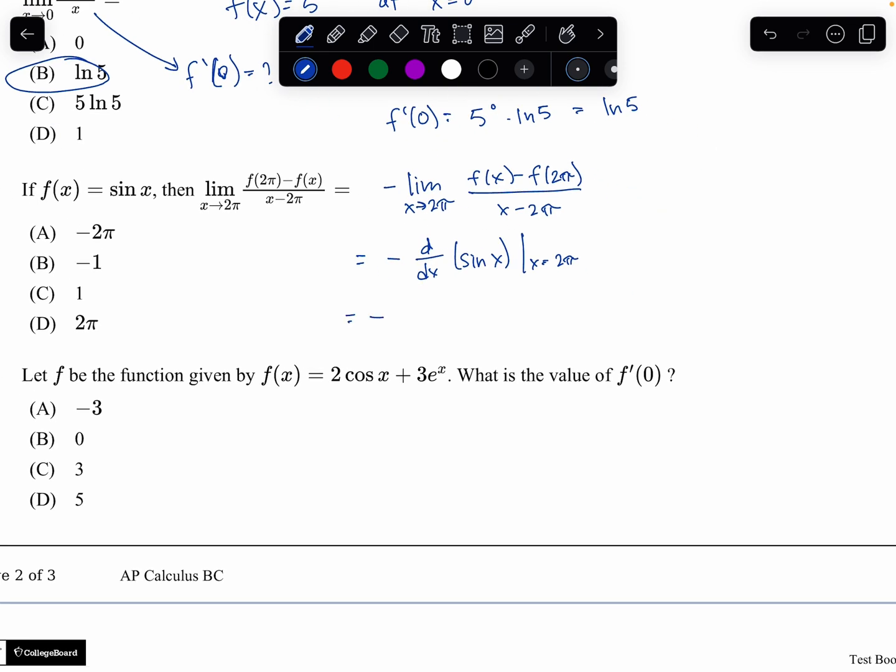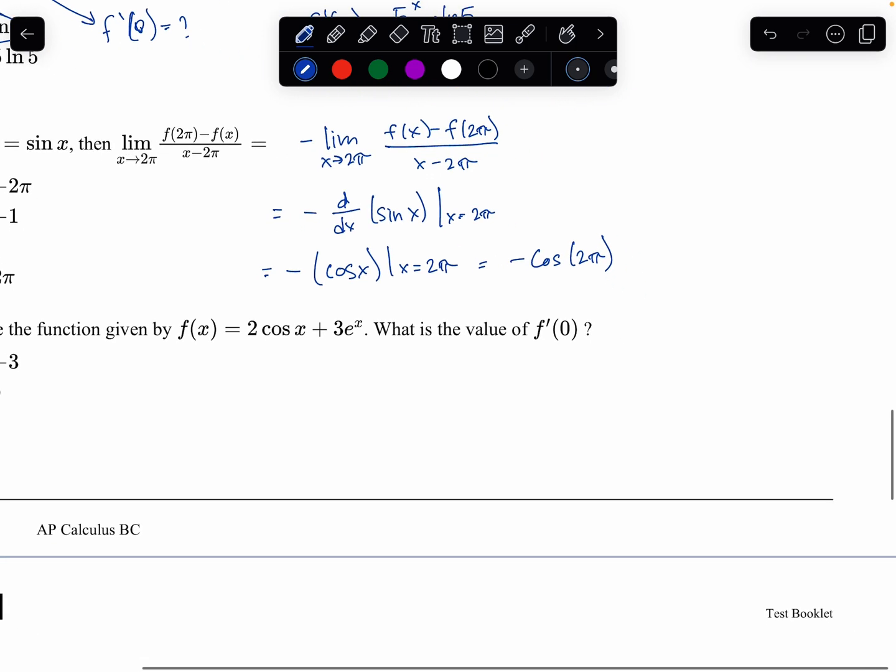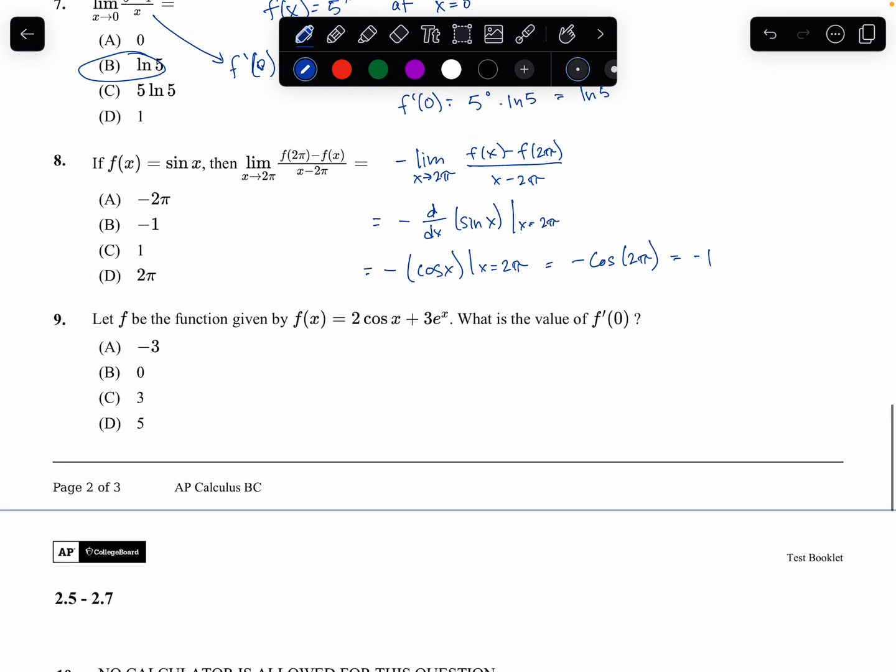So negative, what's the derivative of sine? The derivative of sine is cosine of x, and we want to evaluate this at x equals 2 pi. And so that's going to be equal to negative cosine of 2 pi. And cosine of 2 pi is 1, so negative 1 is what that's equal to.